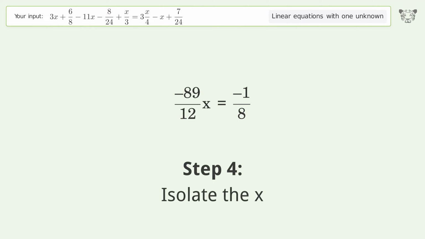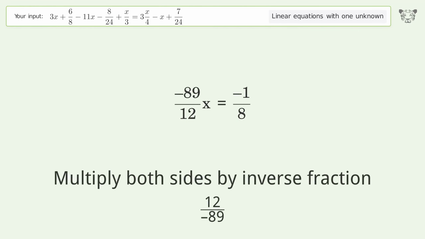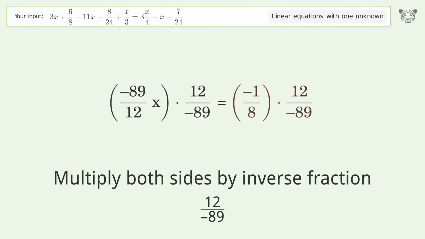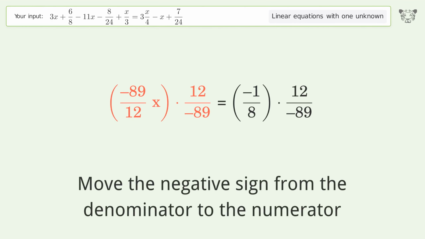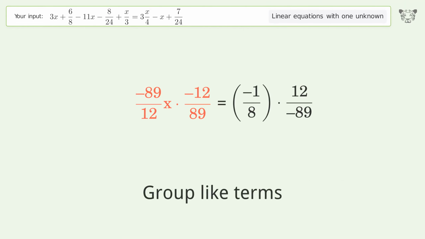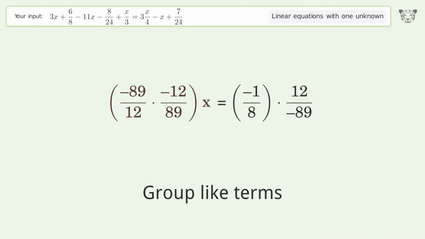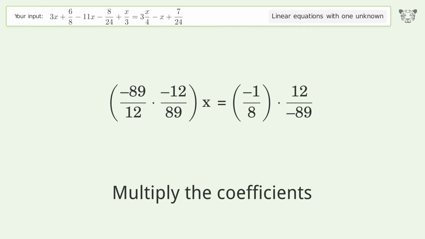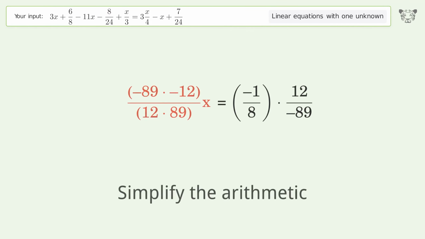Isolate the x. Multiply both sides by inverse fraction 12/-89. Move the negative sign from the denominator to the numerator. Group like terms. Multiply the coefficients. Simplify the arithmetic.